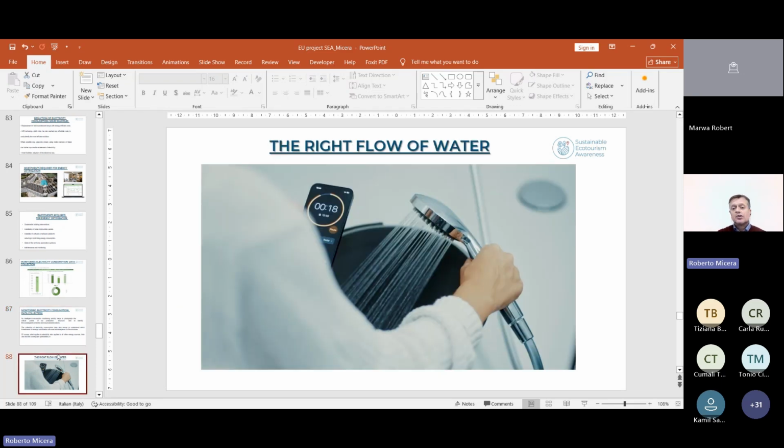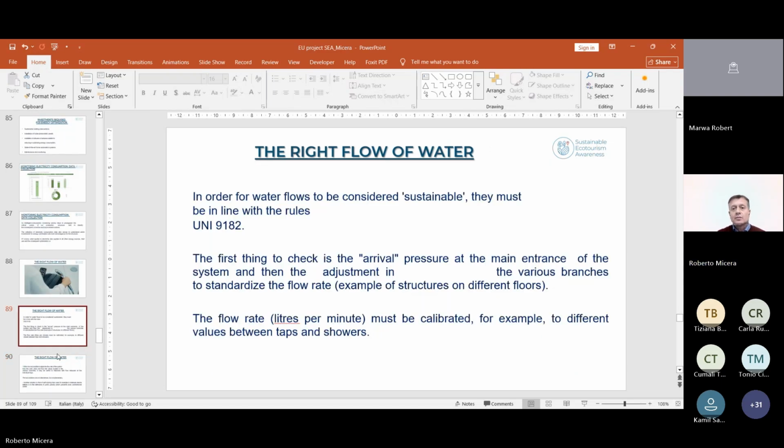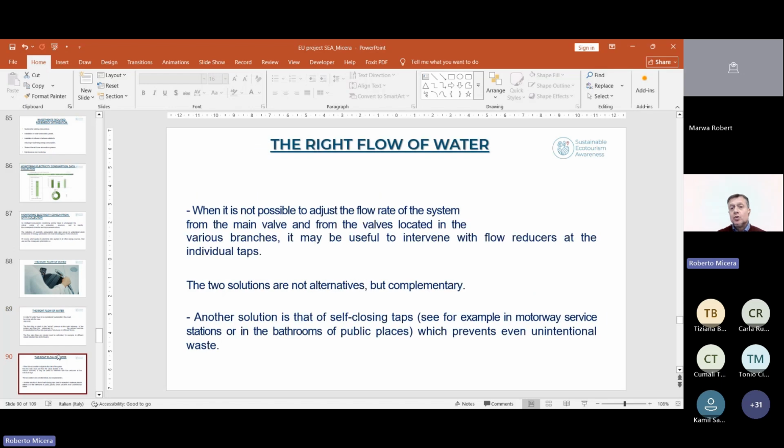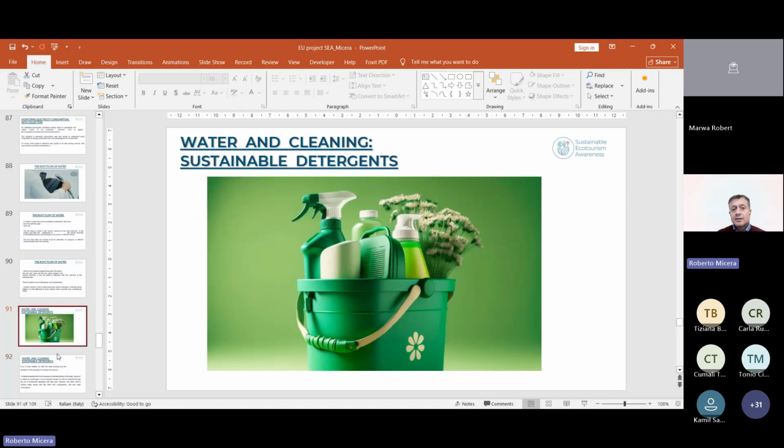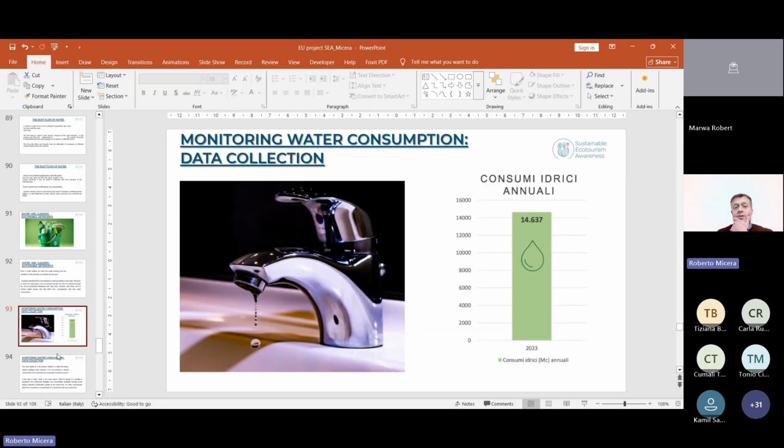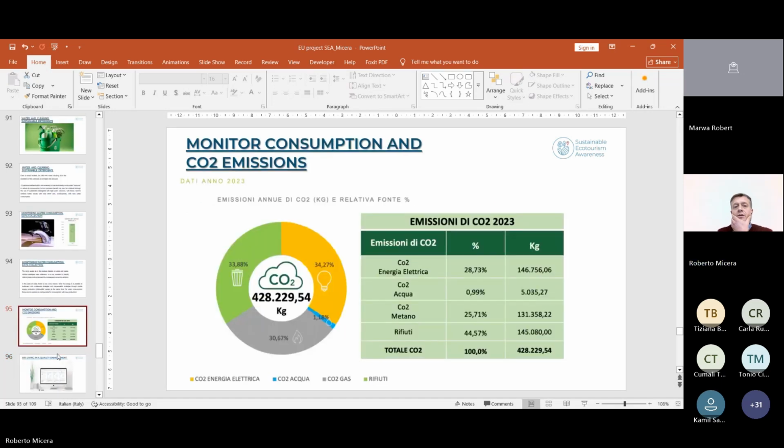Also control the water consumption, in this case also using a dashboard to control the water that the hotel uses, and also to control the kind of detergents that are used. So, control water consumption through a dashboard. Try to monitor the consumption, because it's important.